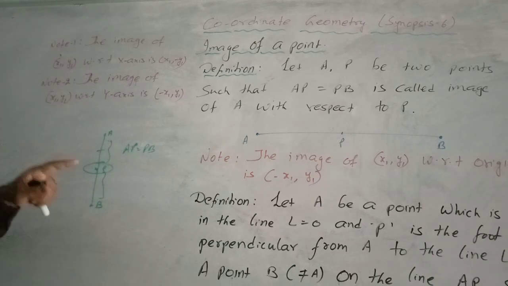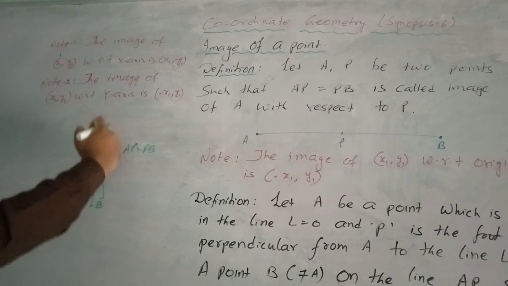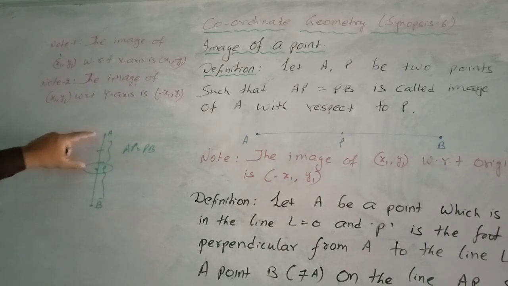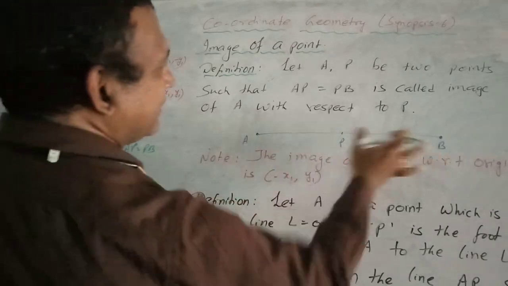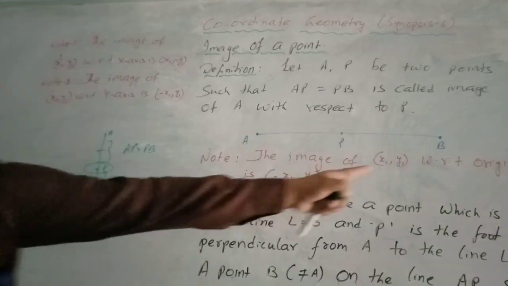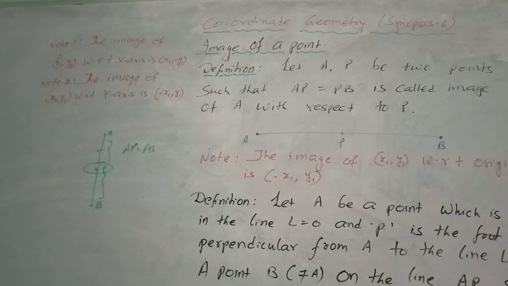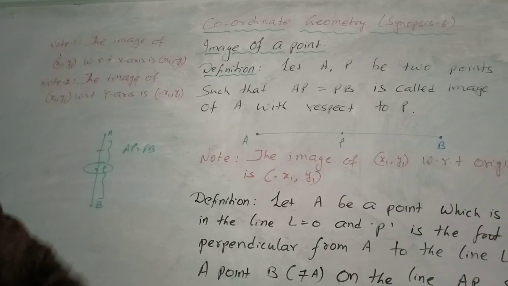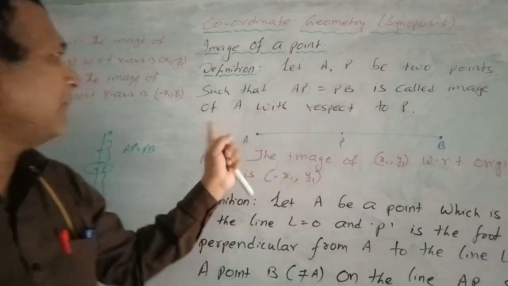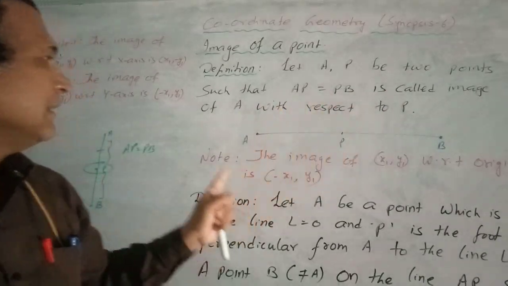Suppose P is a mirror. So you are getting the image on this side. This length and this length will always be equal. Similarly here, AP is equal to PB. So B is the image of A with respect to P. So let A and B be 2 points such that AP is equal to PB, then B is called the image of A with respect to P.